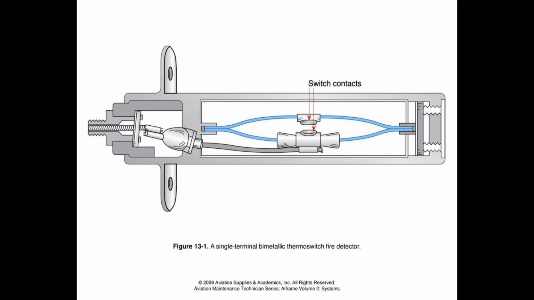How are thermal switches wired in thermal switch fire detection systems? Parallel with each other, but in series with the warning light. Describe the operating principles of a thermal switch fire detection system. Bimetallic thermoswitch that completes an electrical circuit at a certain temperature. It's energized by aircraft power, connected to one or more warning lights.